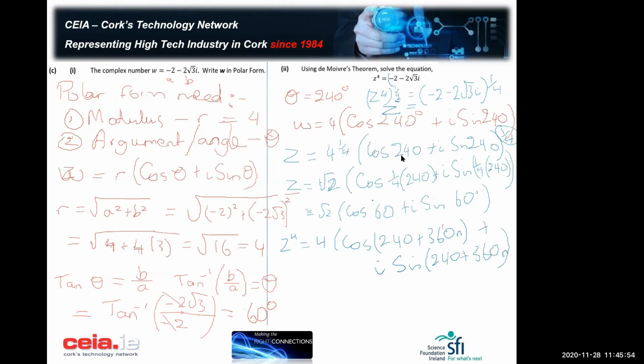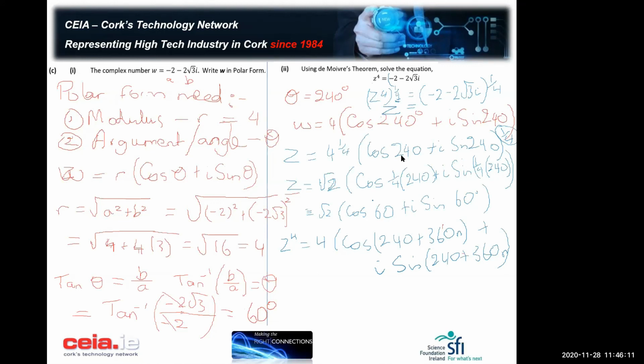Why do we have the 360n? Because you have 4 solutions to this problem, because it's z to the power of 4. So if you had a quadratic, it would be 2 solutions. If you had a cube, you'd have 3 solutions. When you have z to the power of 4, you have 4 solutions.